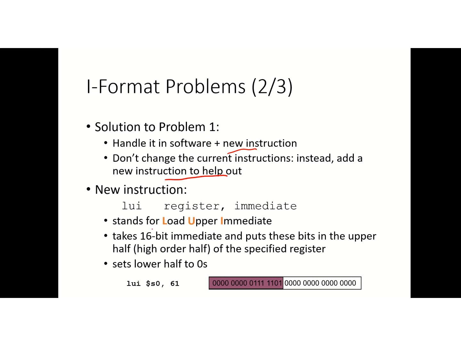The new instruction is load upper immediate, then the register number with the dollar, and then an immediate. So LUI stands for load upper immediate. It takes a 16-bit immediate and puts these bits in the upper half.